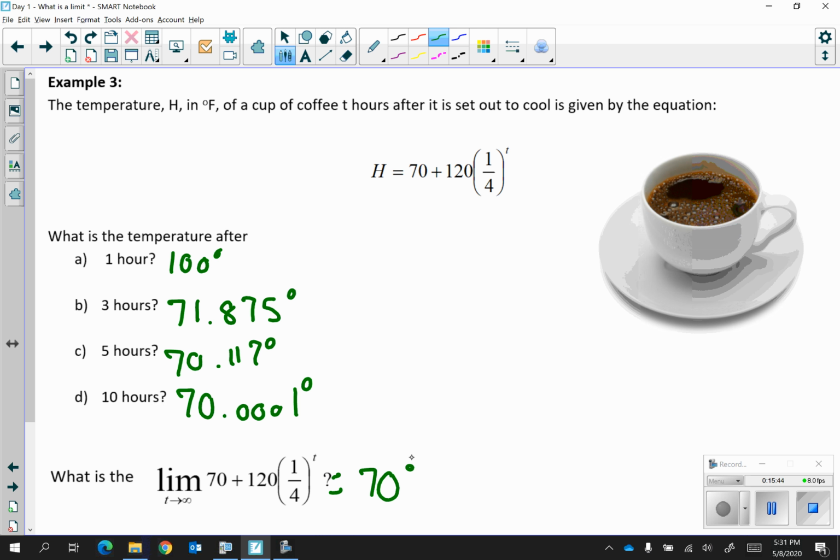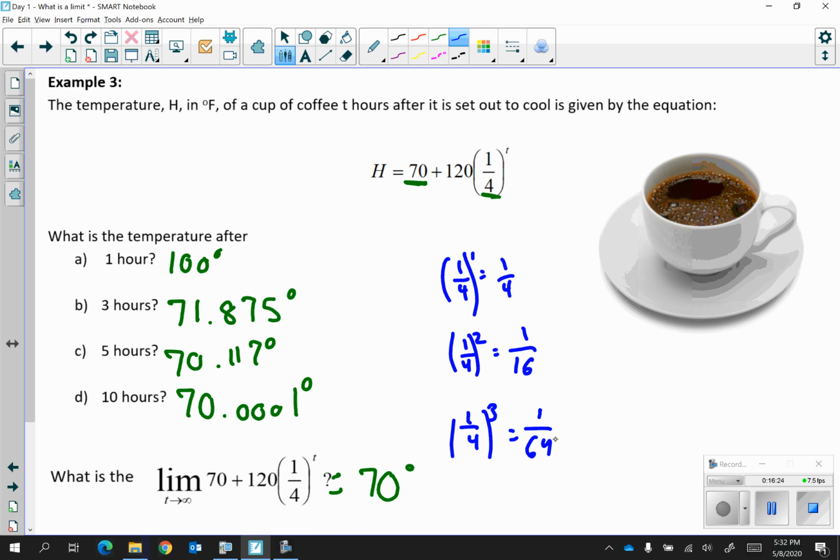Now, you can probably see this one right away, because I see 70 as my constant here. Now, I know this function is going to get smaller and smaller, and you can figure that out if you just play around with it. For example, 1/4 to the first is 1/4. 1/4 to the second is going to give you 1/16.